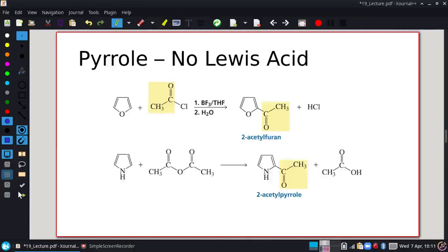And with oxygen, our derivative is BF3 THF, so that BF3 stuff is used as a Lewis acid. And pyrrole is so reactive it doesn't even need a Lewis acid. It's very strongly activated, so we can do that with no problem. But standard Friedel-Crafts here.